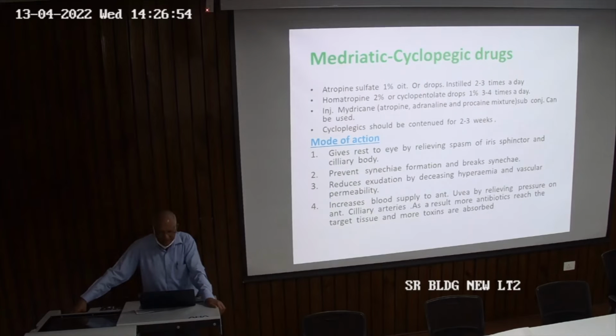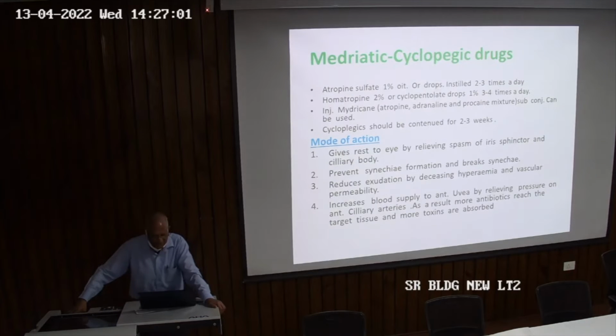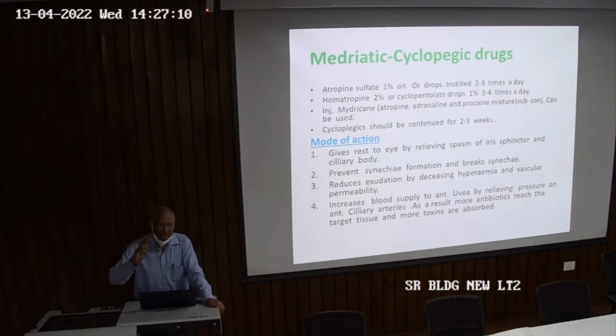It increases the blood supply to the anterior uvea by relieving the pressure on the anterior ciliary arteries. As a result, more antibiotic reaches the target tissue and more toxins are absorbed. These are the 3-4 mechanisms of action. One, it relieves the spasm of the ciliary muscles and the sphincter pupillae. It prevents synechia and it breaks synechia. It gives less exudation of the cells, and it gives more antibiotic in that part. That is how these are acting.